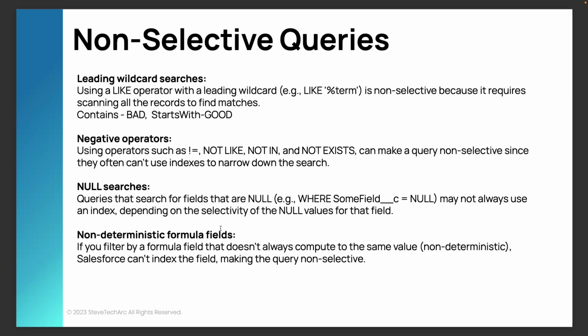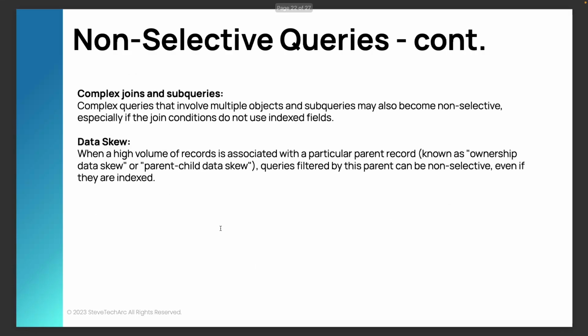So there are selective ways to ask and non-selective ways to ask for data. And again, you have to be asking on a field that has either a standard index or a custom index, and you have to be asking in a selective manner. Now, complex joins and subqueries with multiple objects can also be non-selective. And if you have a high volume of records with a particular parent ownership data skew, this could be non-selective. So these are the things that can take you out of a selective manner into a non-selective manner.